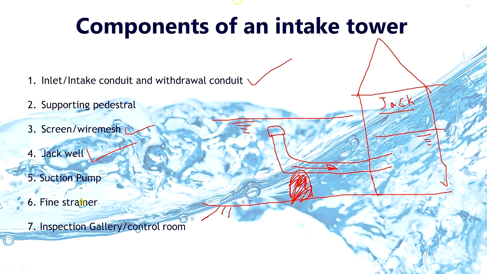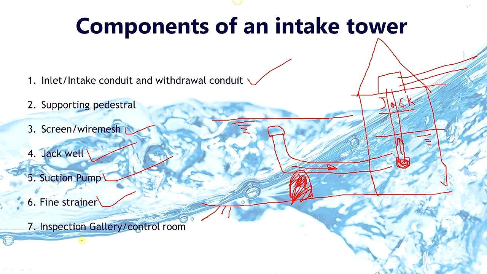Suction pump is the motor pump used to lift the water from the jack well and discharge it into the conduit to transmit the water to the water treatment plant. From the suction pump, a suction pipe is provided and it is suspended inside the jack well in the water. This suction pipe will suck the water with the help of the suction pump and discharge it to the water treatment plant. A fine strainer, or you can say fine screen, is used at the mouth of the suction pipe. This is used to avoid the entry of finer solids.